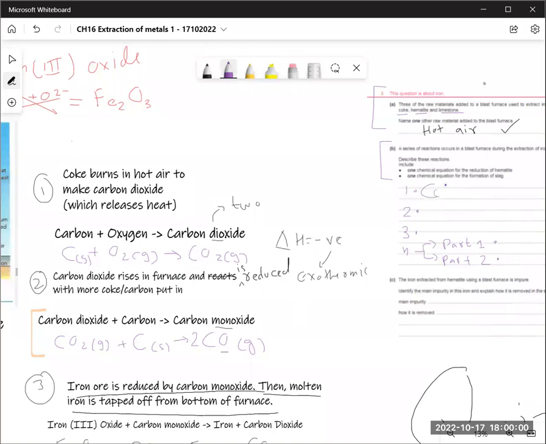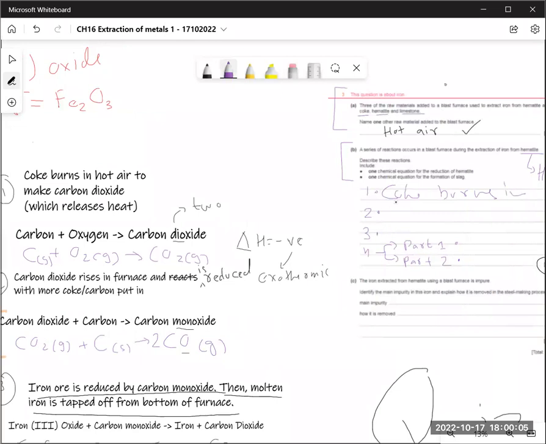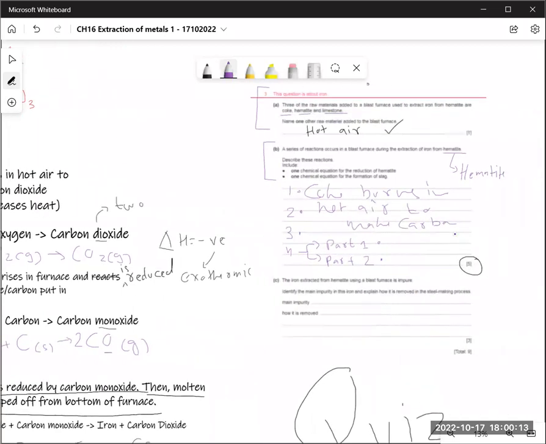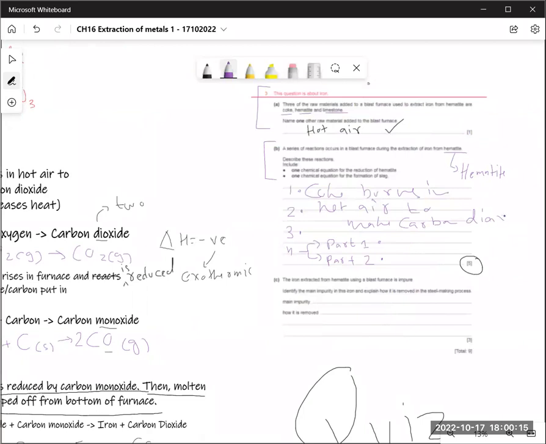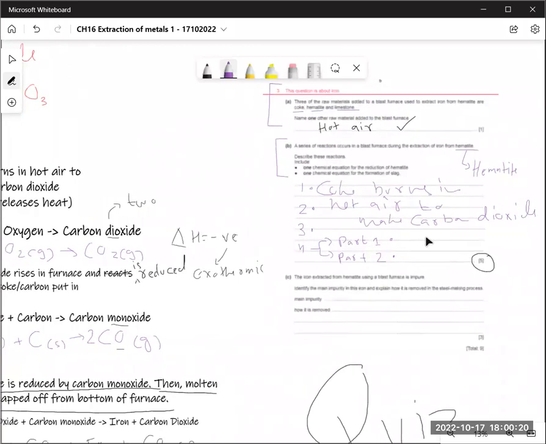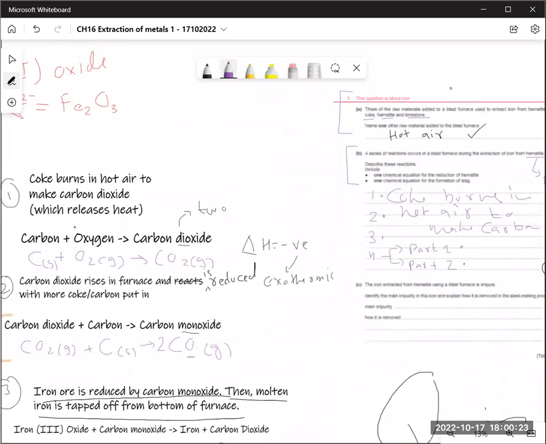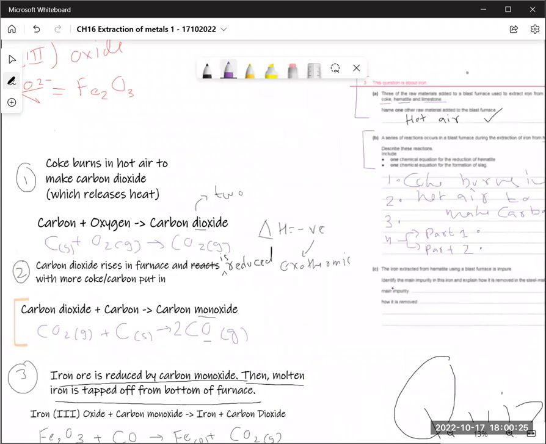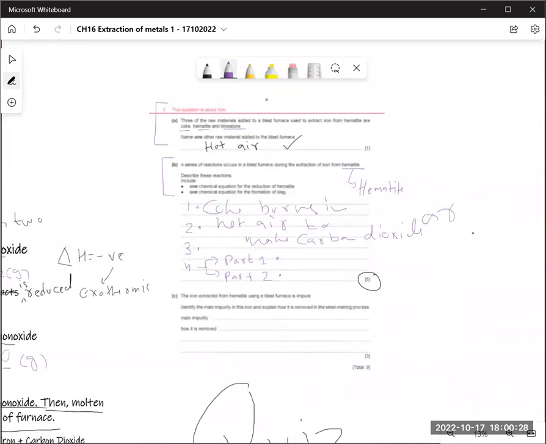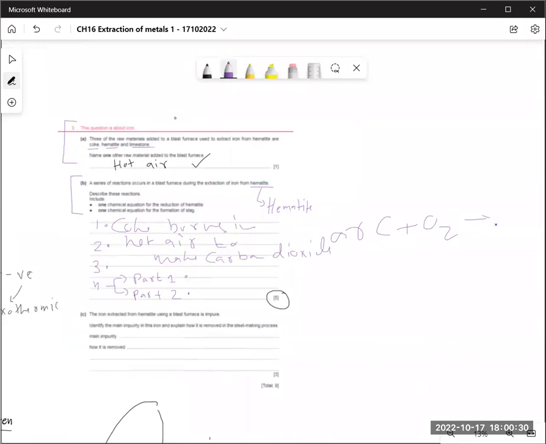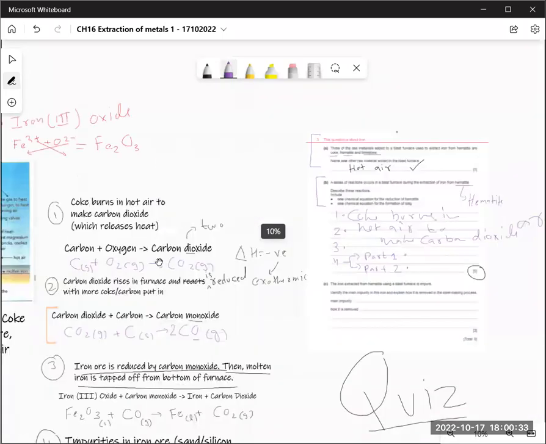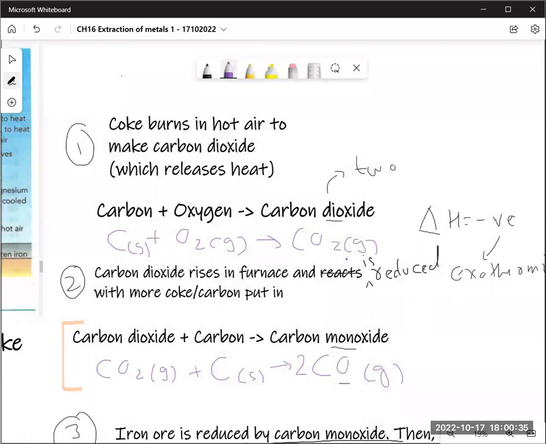So we'll say coke burns in hot air to make CO2, carbon dioxide. That's the first step done. For 1 mark, you got the 1 mark. And after this, you can write the step or you can write the equation. Both are fine. You could have written C plus O2 gives us CO2. That's the equation here. C plus O2 gas gives us CO2.